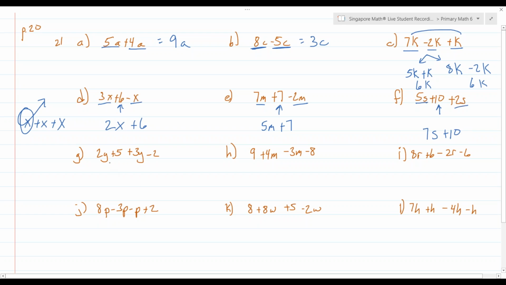On the next line, they make it a little more complicated because now we have 2y and a 5, 3y and a minus 2. So we have to combine both the variables together and the numbers together. So if I have 2y and I add 3 more y, altogether I have 5y. And if I have 5 and I take away 2, I have 3 left.